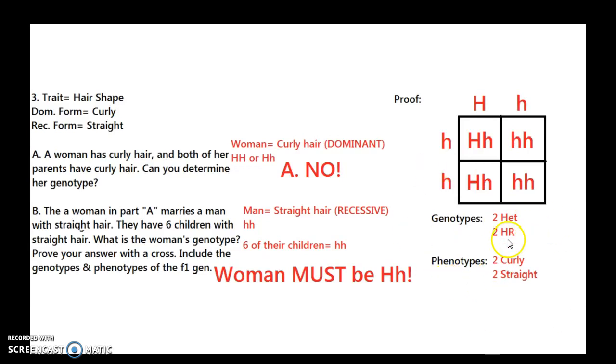So our genotypes and phenotypes of this cross, we have 2 heterozygous and 2 homozygous recessive. So 2 chances of being curly-haired kids and 2 chances of being straight-haired kids. So it's 50-50. And that is it. That is how you prove it. So that is number 3. You are on your own for the rest of this worksheet. Good luck, and see me if you have any questions.